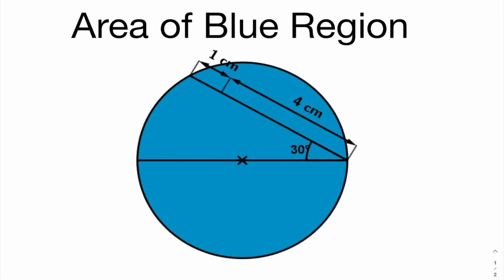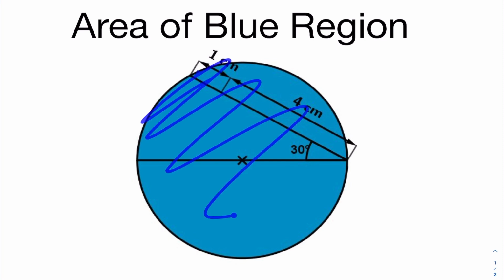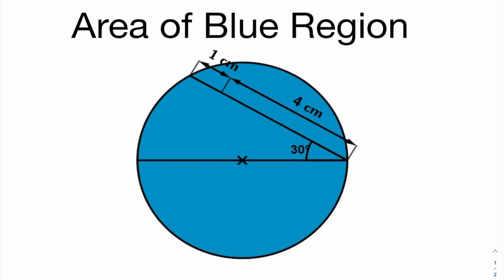All right, we're going to take a look at a quick question here. Find the area of the blue region here. So we want to find the area of essentially this circle here. And we're given the following dimensions and notations here.